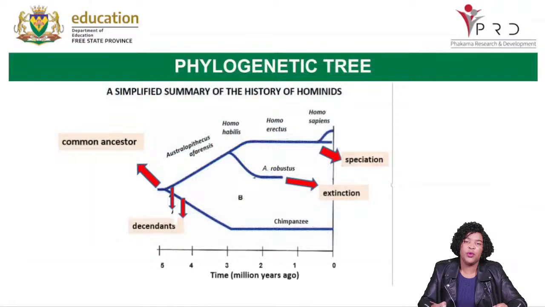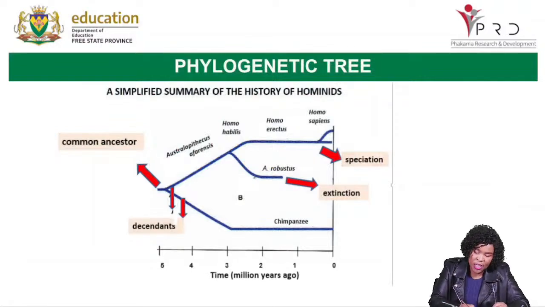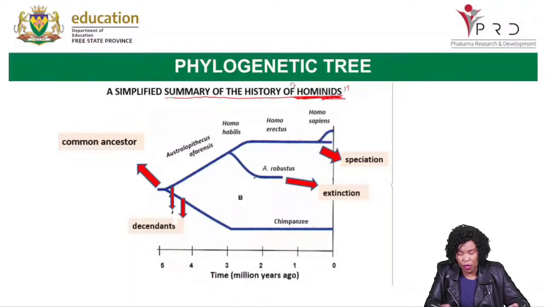This is an example of a phylogenetic tree. And this one is showing us a simplified summary of the history of hominids. So you must be careful and check what your phylogenetic tree is telling you about. Sometimes it can be bigger than this. Sometimes it can be just a portion that is talking to what you want to study. So this one is an example that is showing us the history of hominids.